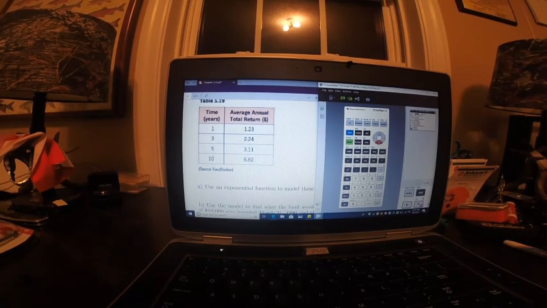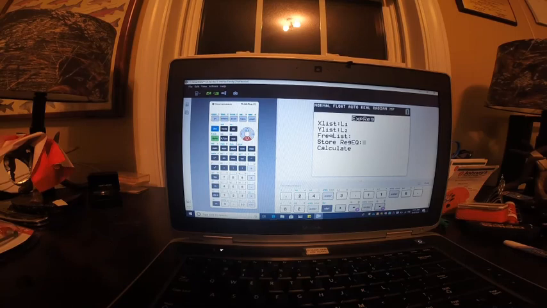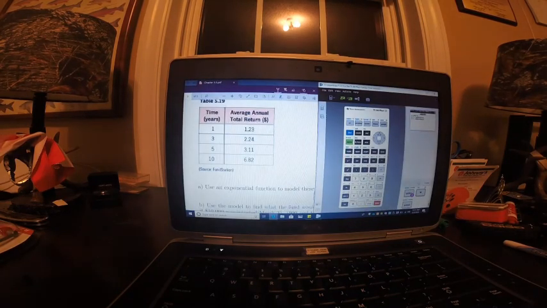exponential regression. I'm going to store this in my y variable. Get it a little bigger for you. So I'm going to store it in y1. I'm going to hit calculate. It gives me the function right here. I'm going to go ahead and write it really quick on part A.